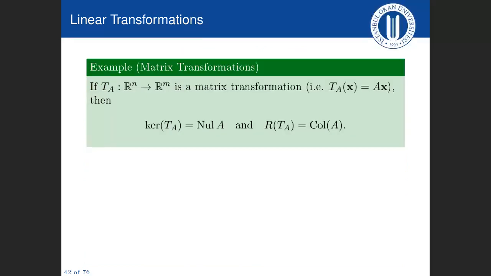Now, if we have a matrix transformation, then the kernel of T_A, that's all of the vectors which are mapped to 0, is the same as the null space of A. And the range of T_A is the same as the column space of A. I'll leave the second one for you to think about.